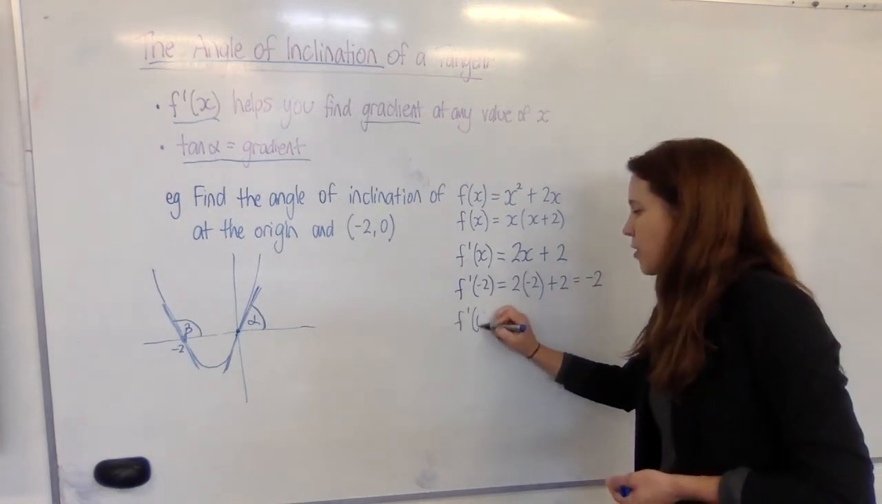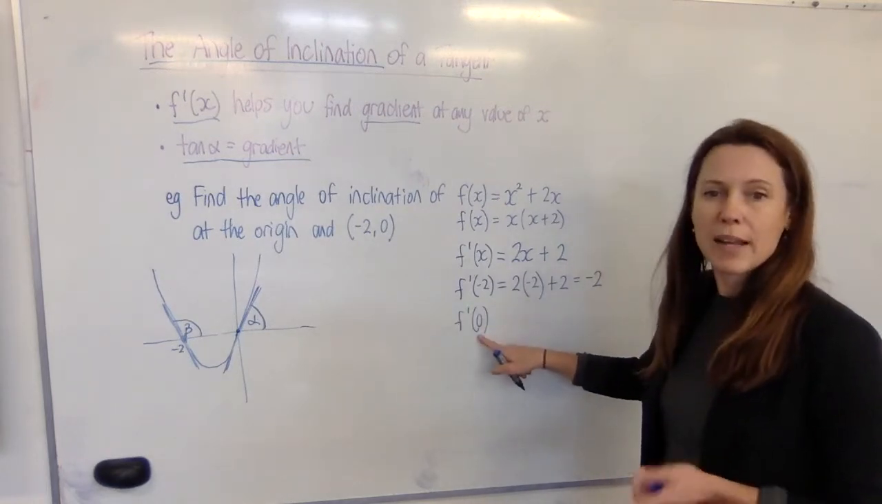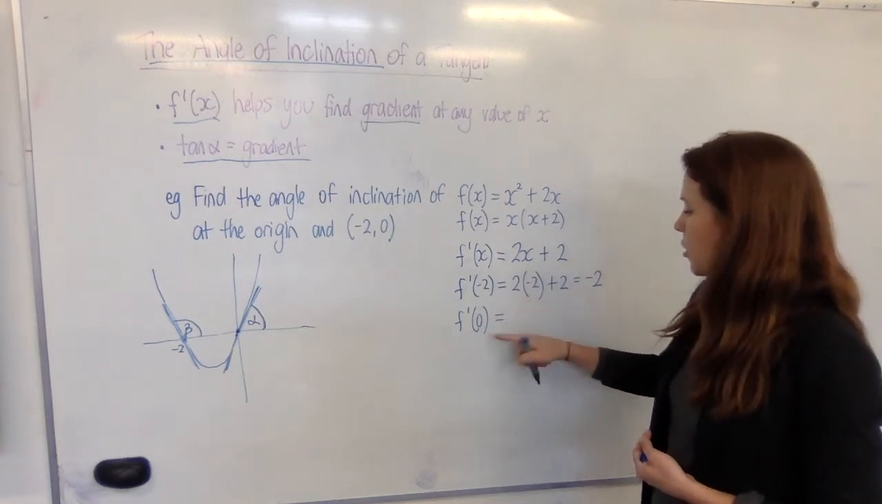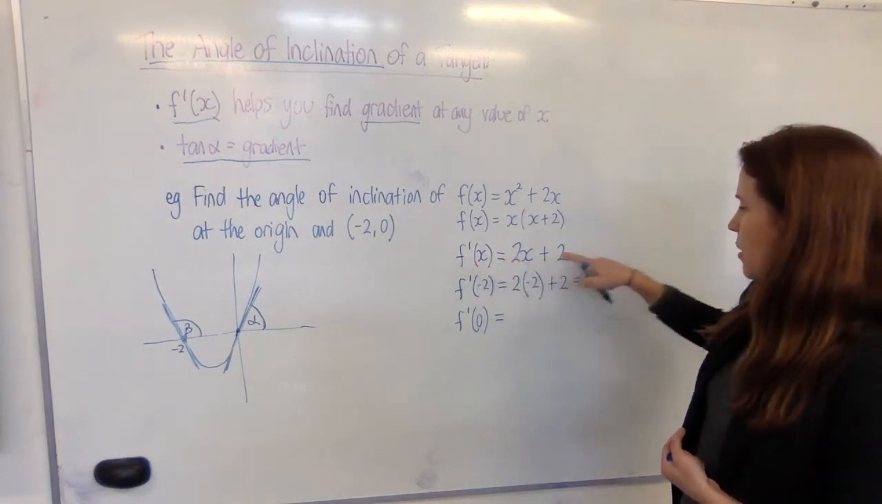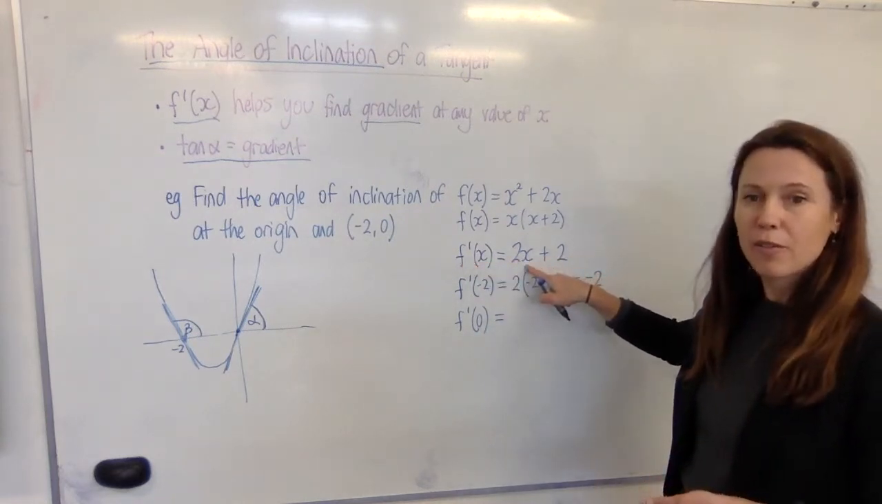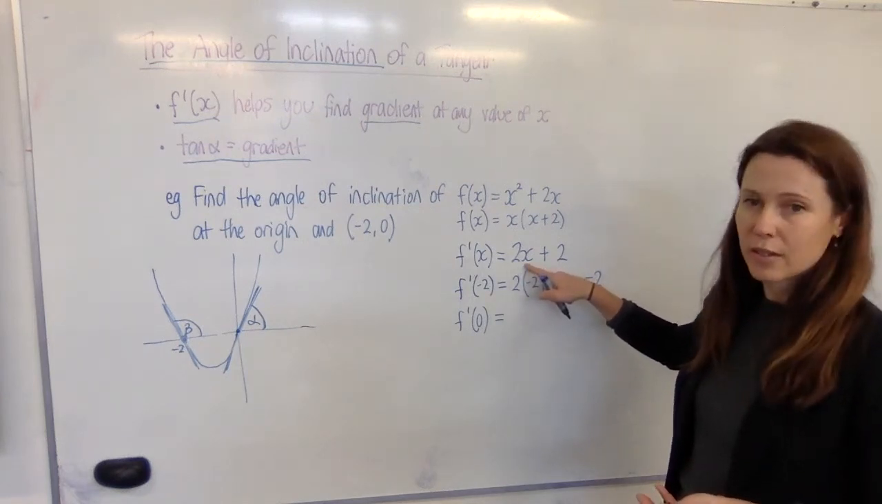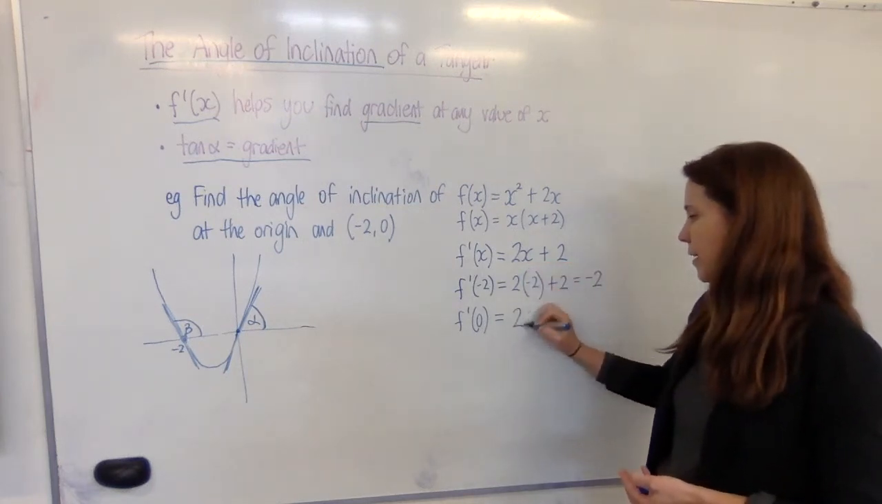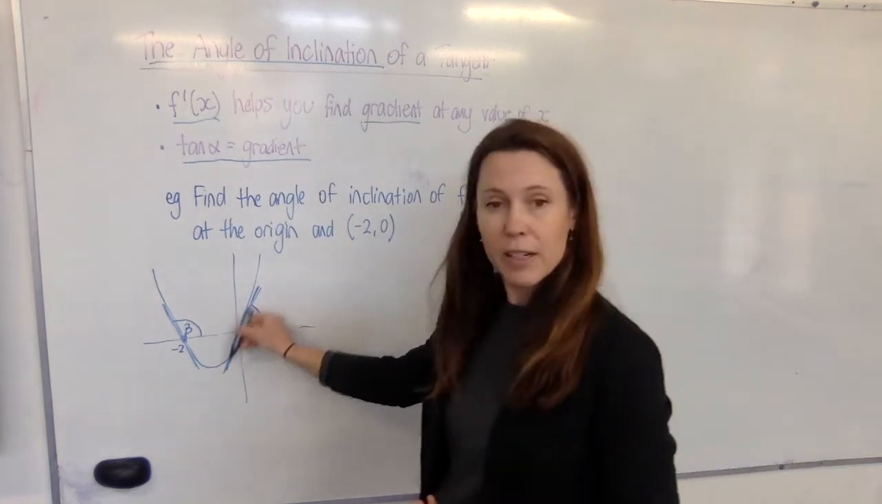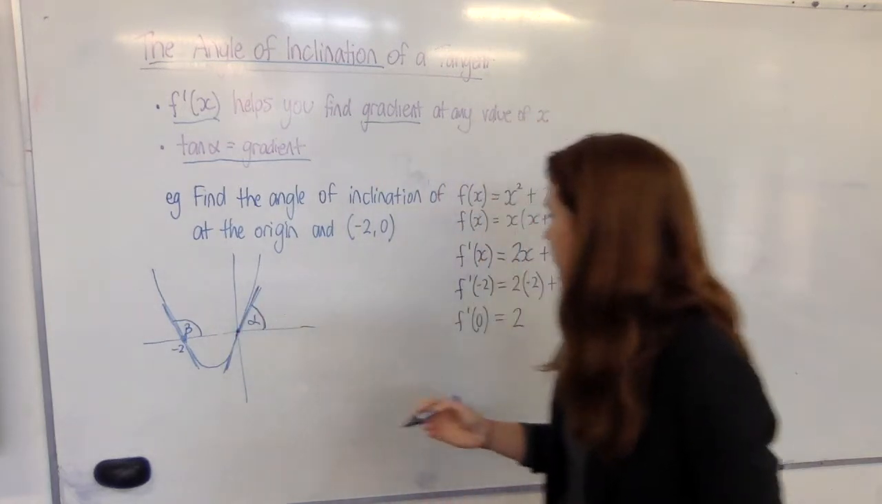Now, f dash 0 will give me the gradient when x is 0. So how do I find it? Well, I just use this recipe and I plug in 0 for x. 2 zeros is 0, plus 2, I can do that in my head, that's 2. Does that look like a gradient of 2? Yeah, that seems about right.